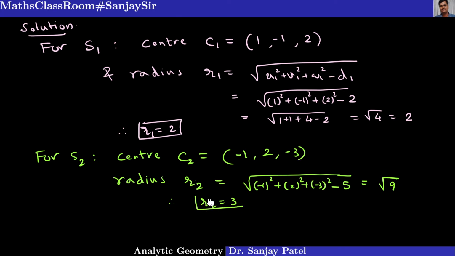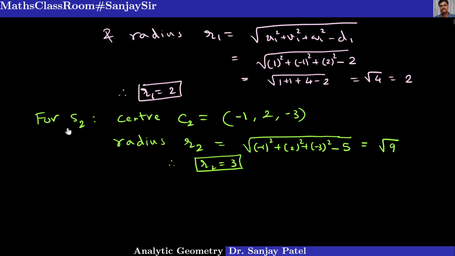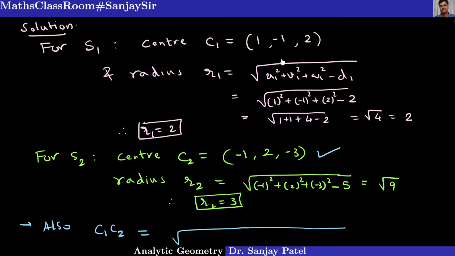What is left? In this type of problems, always first find the radius, centers, and also the distance between the two centers. So also the distance C1 C2 between the two centers is, you know, by the distance formula. See, the center C2 is this, and center C1, which you have written here, is 1 minus 1 2, and this is minus 1 2 minus 3. So you can have x1 minus x2 square, so it is 1 plus 1 whole square plus minus 1 minus 2 whole square, then z1 minus z2, so 2 minus minus 3, so it is 2 plus 3 whole square.